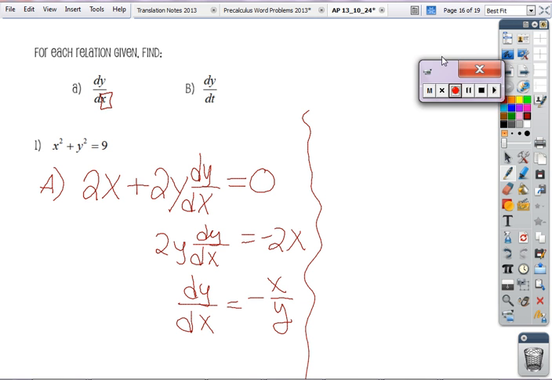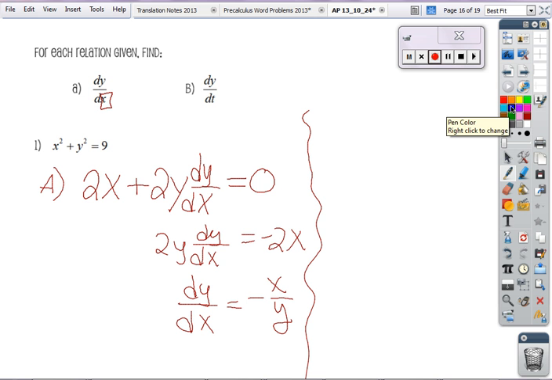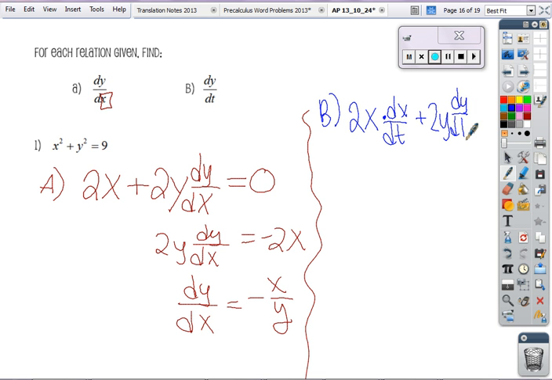And then over here, we're going to do it with respect to t. So what do we get? 2x, but we're doing dt. So what do I have now? 2x dx/dt plus 2y dy/dt equals 0. So if I want to get dy/dt by itself, that's right here. Move the other guy over. I'm going to move over a little bit so I have more space. And then divide by that 2y.